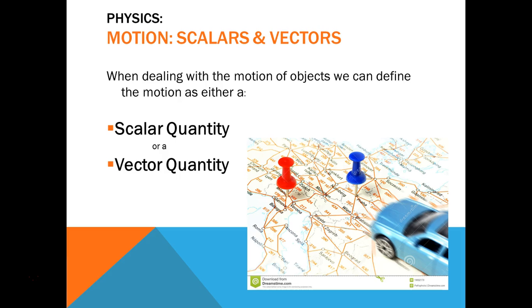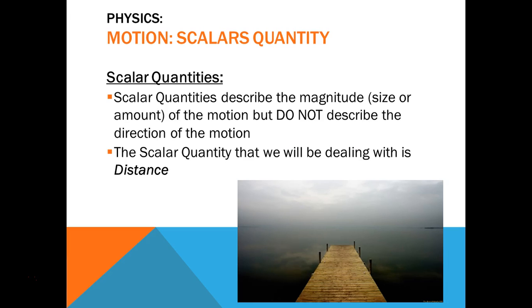So scalar and vectors. When we look at the motion of objects, which is what we're doing in physics, we can define the motion as either a scalar quantity or a vector quantity. A scalar quantity only tells us the size or the amount, like 12 or 15 meters, but it doesn't describe the direction of the motion. The scalar quantity that we talk about in physics is distance, so 100 meters, 2 kilometers, but it doesn't tell me the direction I'm going in.